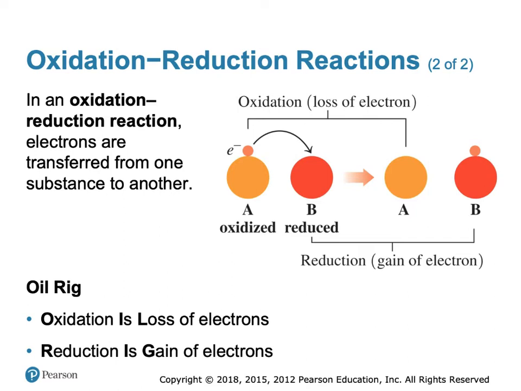Oxidation is the loss of electrons. Reduction is the gaining of electrons. So if you look at A and B, A is going to lose an electron and transfer it to B. So you can see A is oxidized and B is reduced.